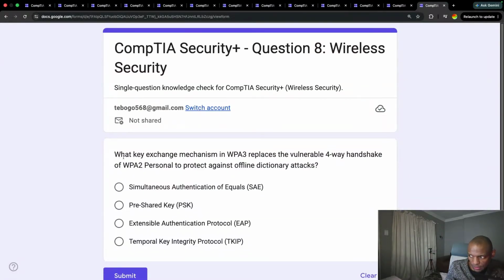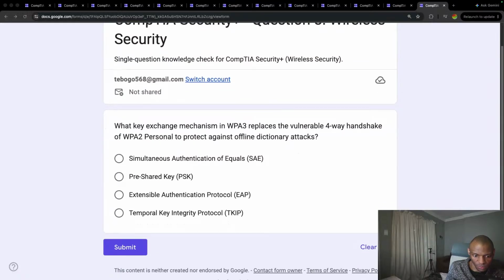So here's a question. What key exchange mechanism in WPA3 replaces the vulnerable 4-way handshake of WPA2 Personal to protect against offline dictionary attacks? Now, to be able to answer a question like this, you need to know all of these encryption methods.